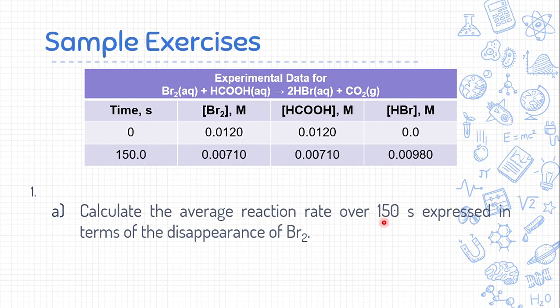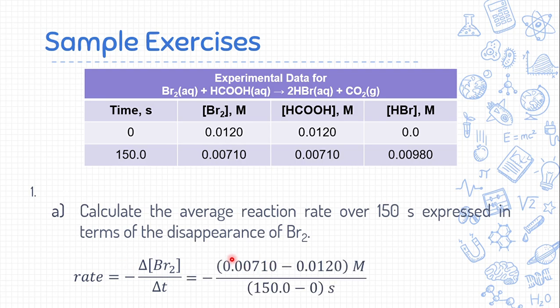So let's answer letter A. For letter A, you have the disappearance of the reactant bromine. So we have the negative sign here. And then we substitute the final and the initial quantities over our time interval. If we input that in the calculator, you have to input it in practice at home, then you would get 3.27 times 10 to the negative 5 molar per second.